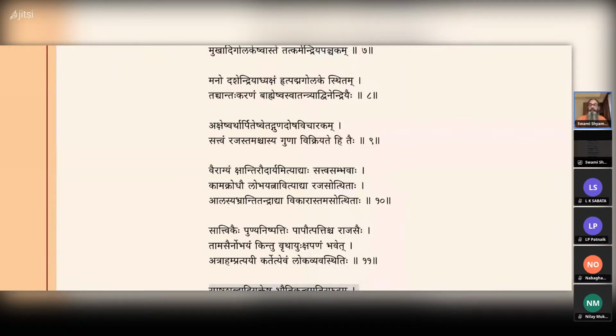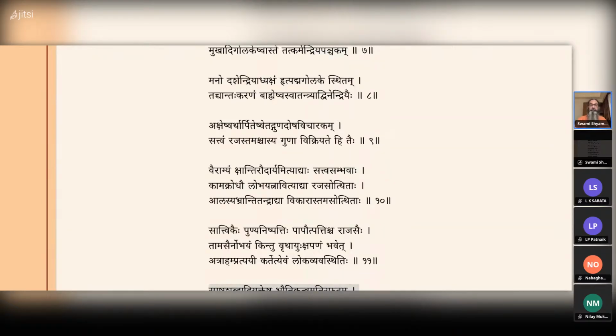Even though the mind regulates, controls, guides all sense organs, it works with the help and support of the external sense organs. On its own, it cannot connect with any external reality. That is what is explained here.